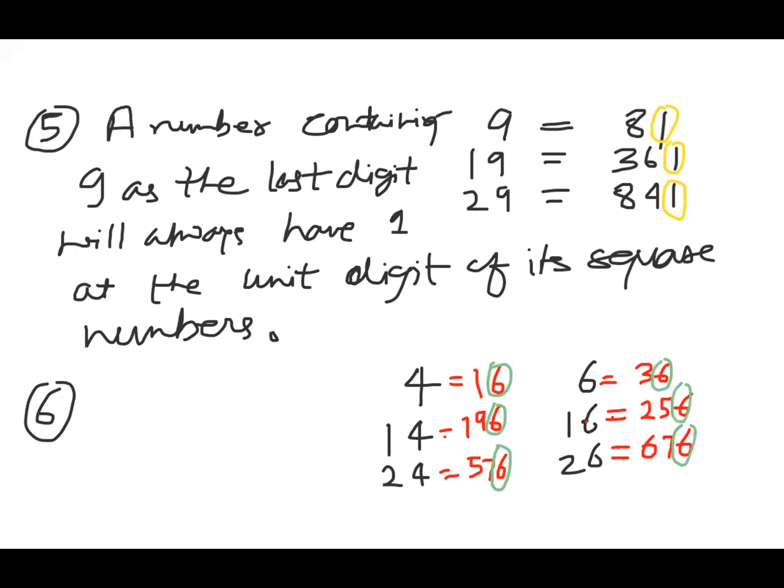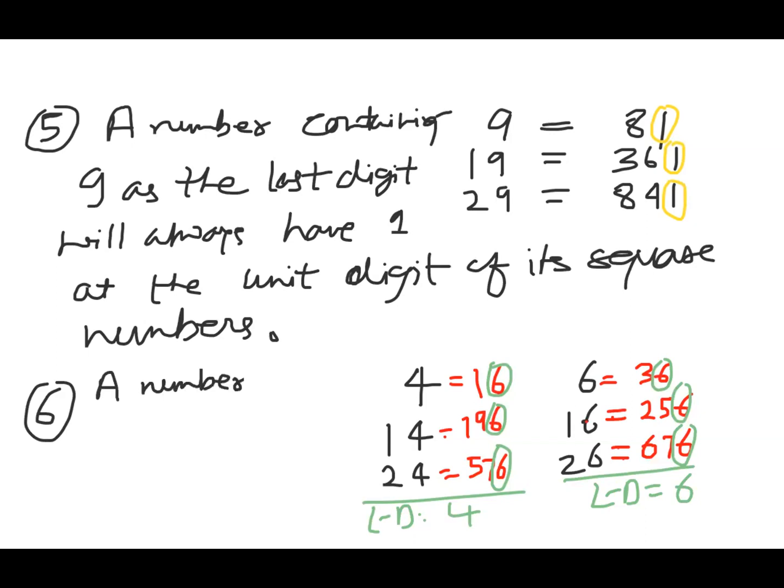So in the first case, the last digit is 4, and here the last digit is 6. So what do we derive from this? What can we say? That a number that has either 4 or 6 as the last digit will always have a square number ending with 6.